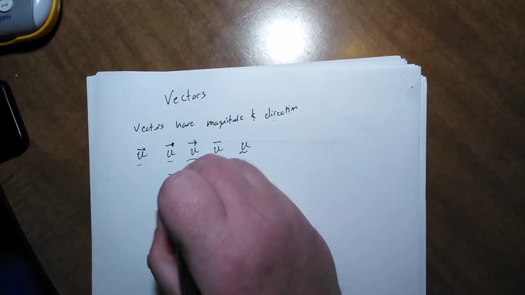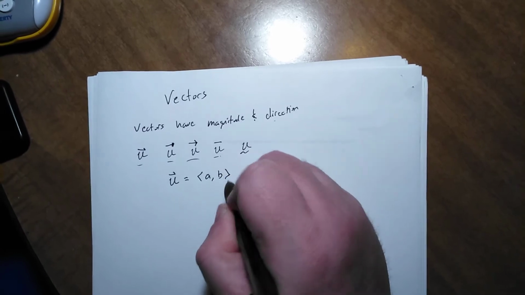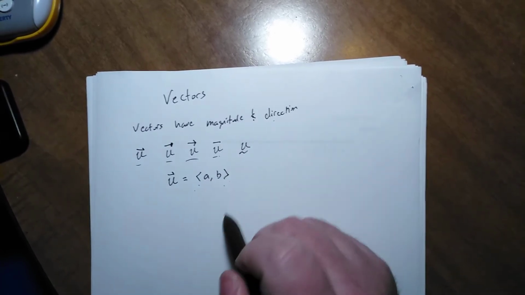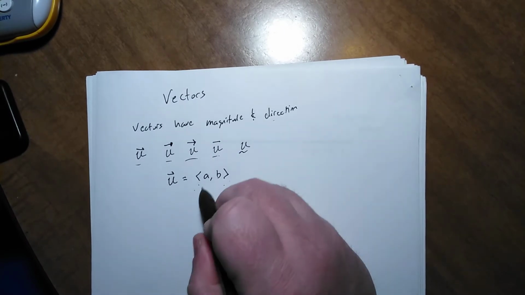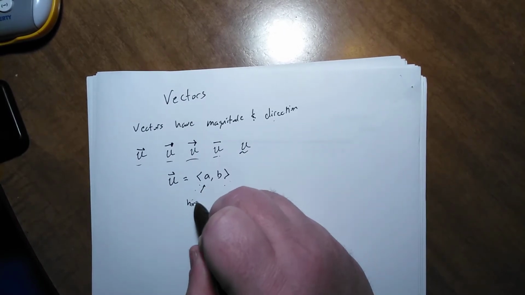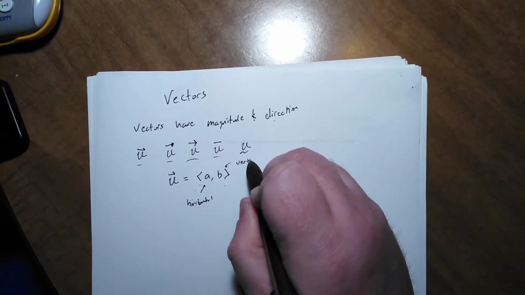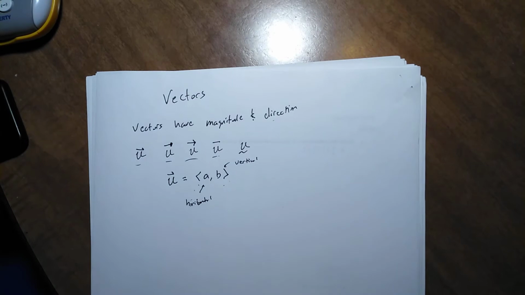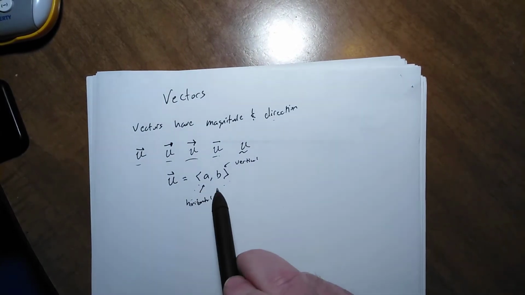We're going to have a vector u, and we're going to say that's equal to <a, b>. We use these angled brackets in order to denote that we have a vector. We have a horizontal part, and we have a vertical part. For your introduction to vectors, we just deal with vectors in a plane, two-dimensional vectors.